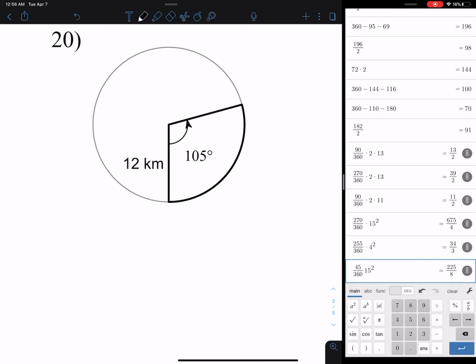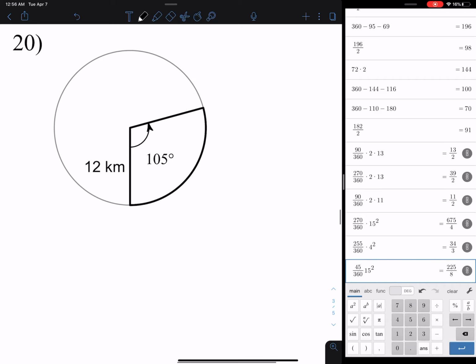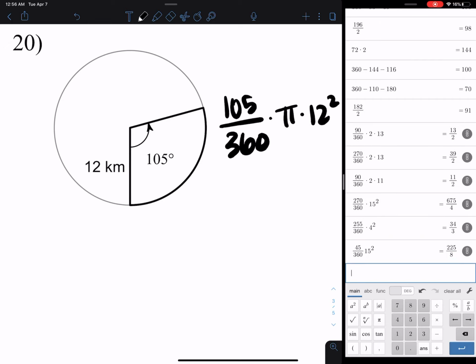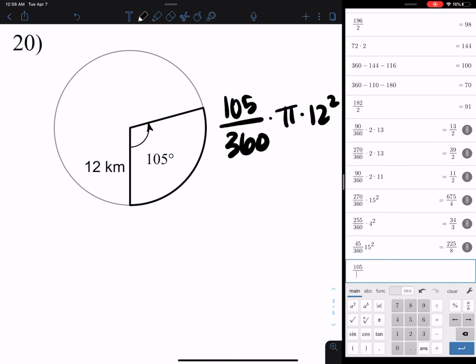Our last one for area of a sector is 105 degrees. So we have 105 over 360 times pi r squared. Once you have this formula memorized, it's super easy to just type this all into the calculator and figure out what the answer is here. On this one, it gives us 42 pi kilometers squared.